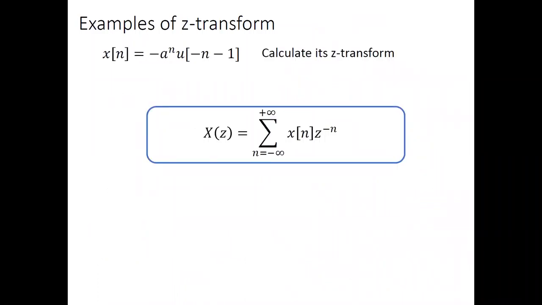Okay, let's look at another example. This time, x1 has a different expression. The main difference is on the step signal: it is u of minus n minus one. We learned from chapter one that this is a time-shifted and reversed version of the standard unit step signal u of n. For this signal, try to calculate its Z transform, again using the standard formula we learned in the blue box, in 2 minutes.